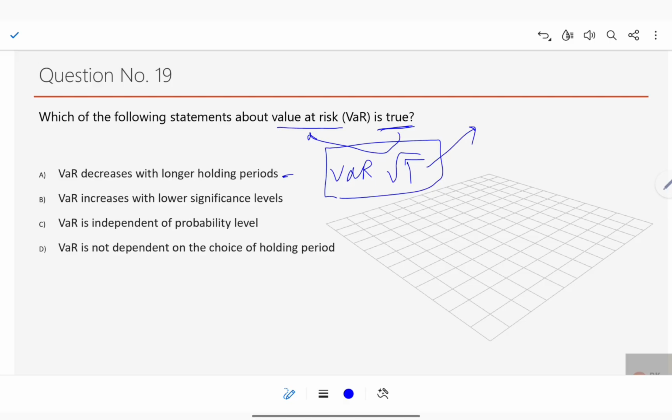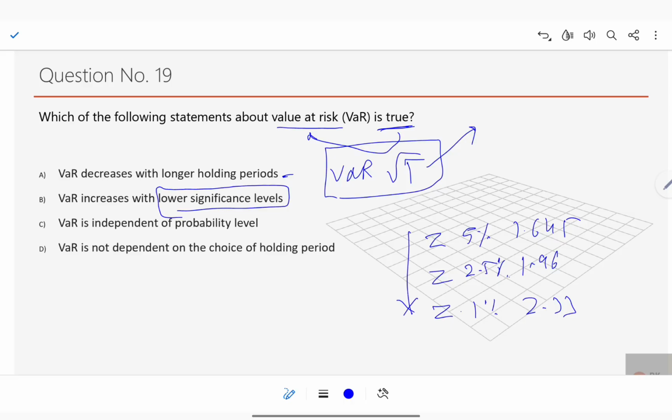Yes, VAR increases with a lower significance level. Your Z value for 5%, your Z value for 2.5%, your Z value for 1%: what are the Z values? This is 1.645, 1.96, and this is 2.33. So as the significance level goes down, the Z value increases, so the VAR will increase. So this B is the answer.